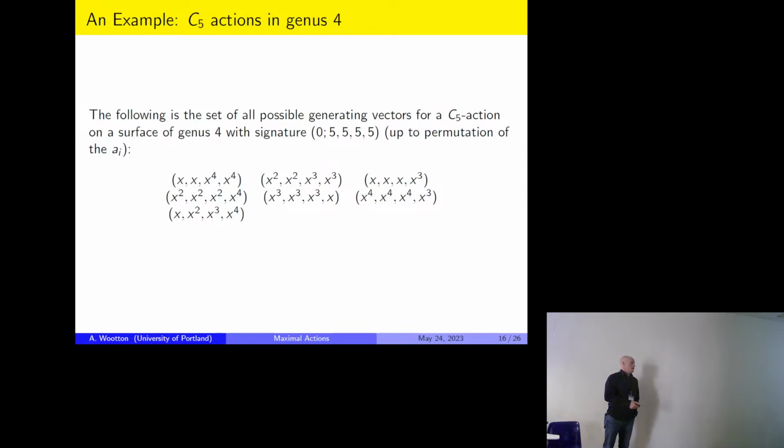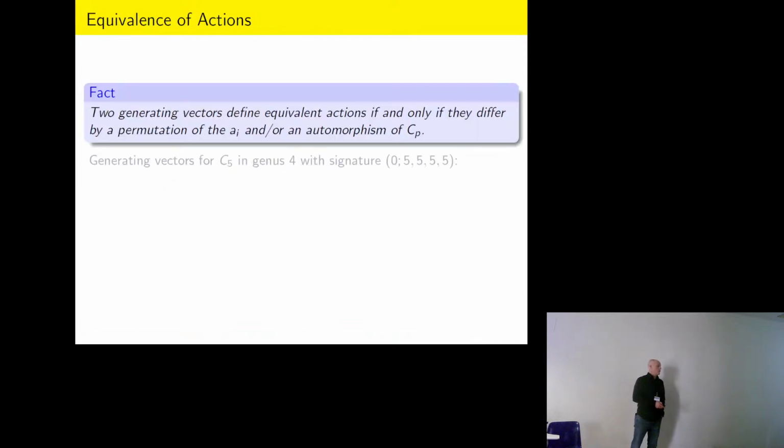So if I write down all the possibilities, then of course up to permutation of these things, these are the only possible ones. Okay, so of course there's plenty here. Each of these represents some form of action, so the obvious question is, when are these actions equivalent? And by equivalent, when are they topologically equivalent, since we're considering groups of automorphisms or homeomorphisms. Two generating vectors define equivalent actions if and only if they differ by a permutation of the a_i and/or an automorphism of the cyclic group C_p.